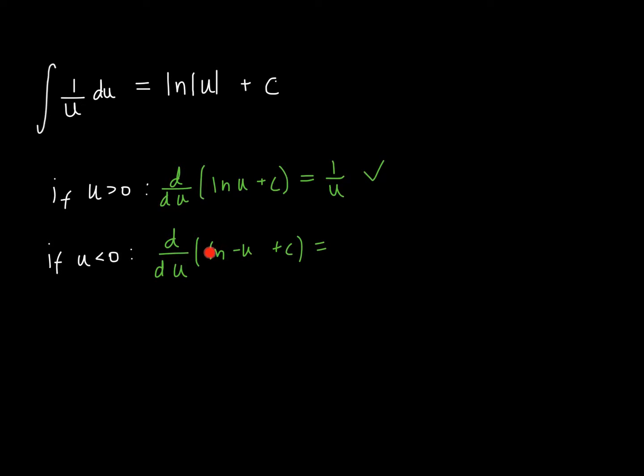Well, the derivative of the natural log of negative u will be 1 over negative u times the derivative of negative u, which is negative 1. And negative 1 times negative 1 over u is going to be 1 over u. So that works out as well. So we can see here that no matter the value of u, the natural log of the absolute value of u is the antiderivative of the function 1 over u.